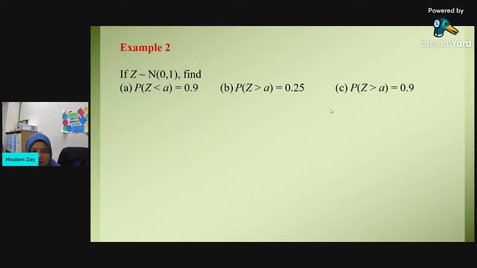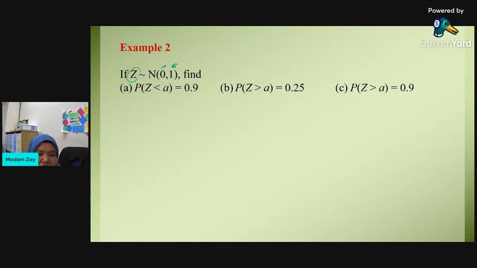Memang tak sempat habis ni. Memang confirm tak sempat habis ni. Tapi tak apa, kita buat sesama. So, kita patah balik tengok example tu. Sekarang ni, untuk example tu ni, kita ada Z. Z following normal with parameter 0 and 1. Z is a standard normal distribution lah sebab mu dia 0, sigma dia 1.